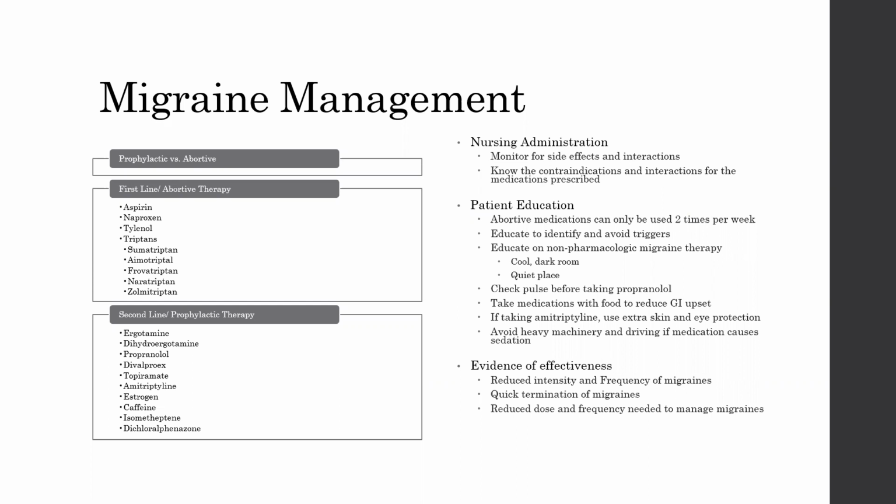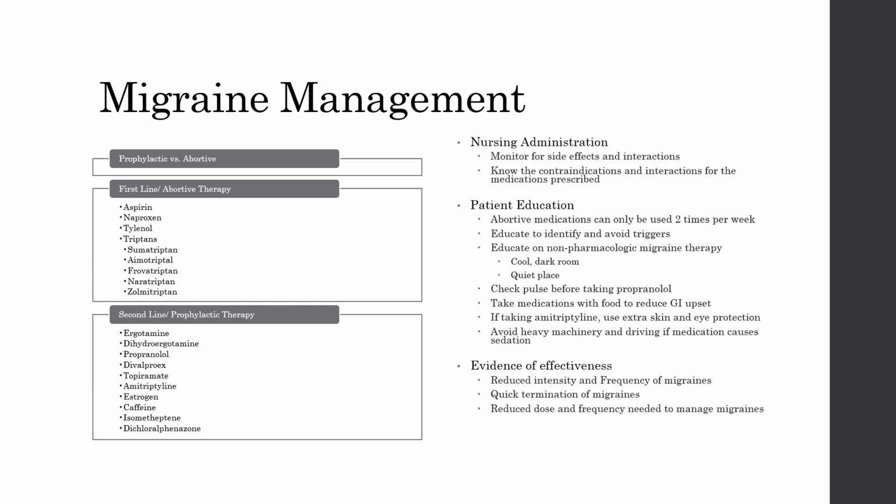This is sumatriptan, almotriptan, eletriptan, frovatriptan, naratriptan, and then zolmitriptan. Our second line or prophylactic therapy would be ergotamine, dihydroergotamine, propranolol, divalproex or valproic acid, which is also called Depakote, topiramate, which is also called Topamax, amitriptyline, estrogen, caffeine, isometheptene, and dichloralphenazone.